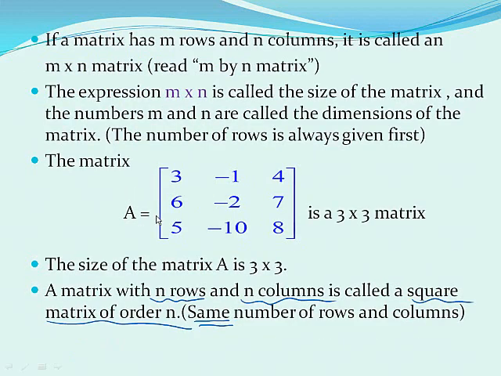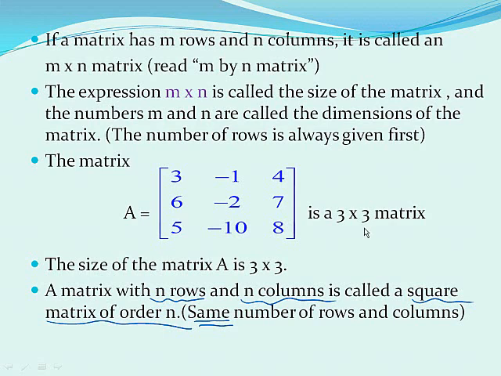If a matrix has m rows and n columns, it is called an m by n matrix. The expression m by n is called the size of the matrix, and the numbers m and n are called the dimensions of the matrix. Notice that the number of rows is always given first. We have a matrix A with 3 rows and 3 columns, so A is of size 3 by 3.